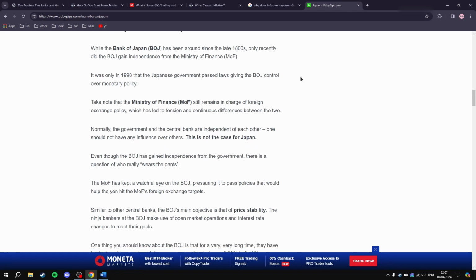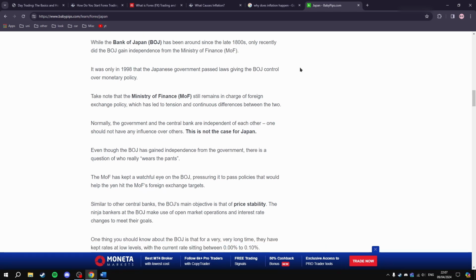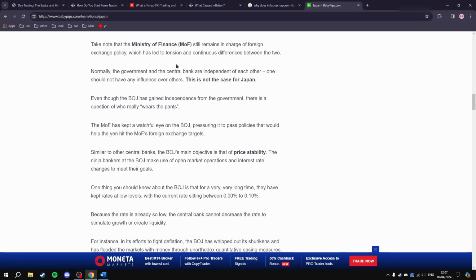Monetary and fiscal policy. While the Bank of Japan has been around since the late 1800s, only recently did the Bank of Japan gain independence from the Ministry of Finance. It was only in 1998 that the Japanese government passed laws giving the Bank of Japan control over monetary policy. Take note that the Ministry of Finance still remains in charge of foreign exchange policy, which has led to tension and continuous differences between the two.